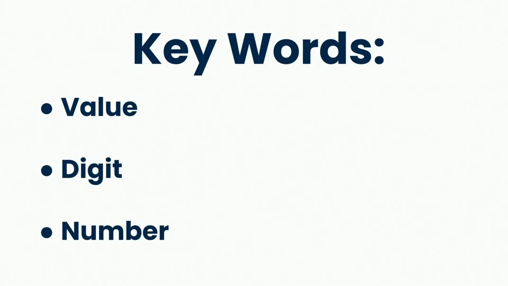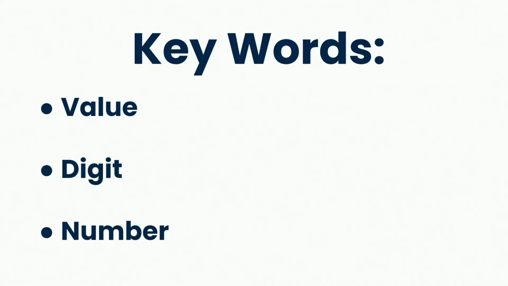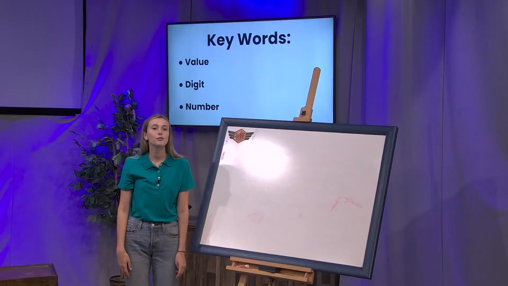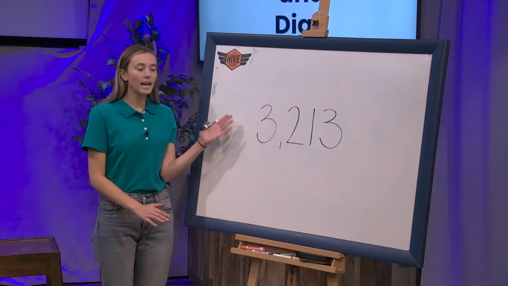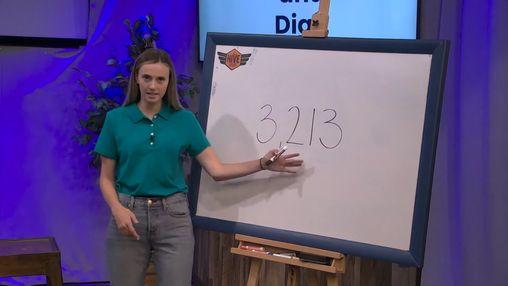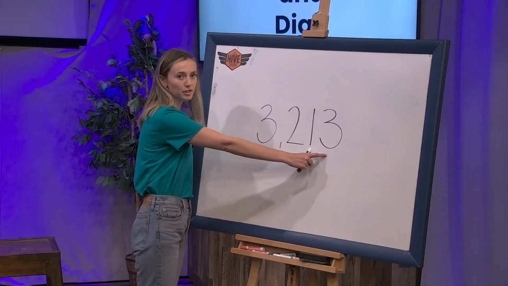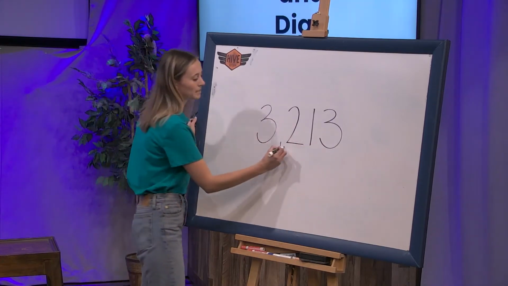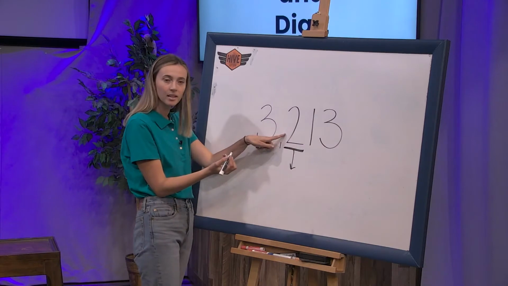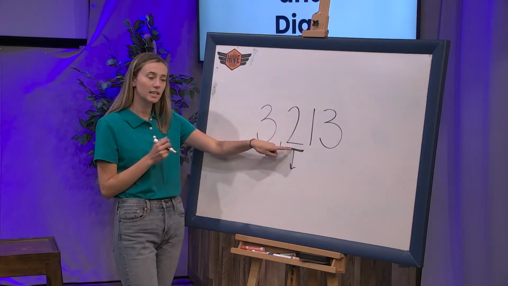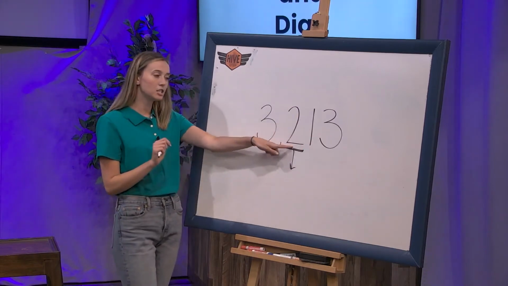The next keyword is digit, and we'll talk about that in the next slide. And the third keyword is number. Digit and number are two very similar words, so let's slide to find out the difference. Okay, so I have a number here. What is the number? The number is 3,213. Now, what about this right here? This is a 2, right? So this is a digit. This digit is a 2. Okay, so the whole number is 3,213.